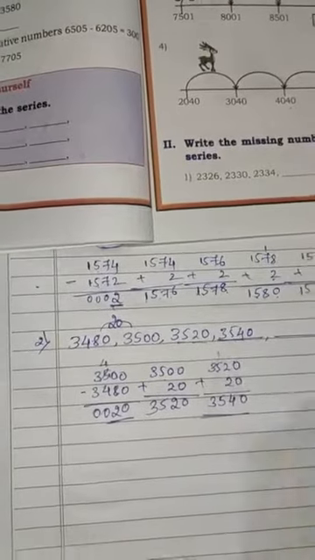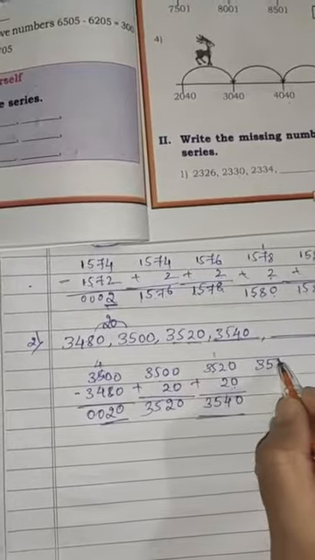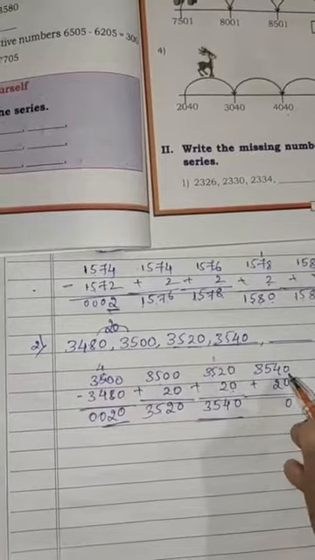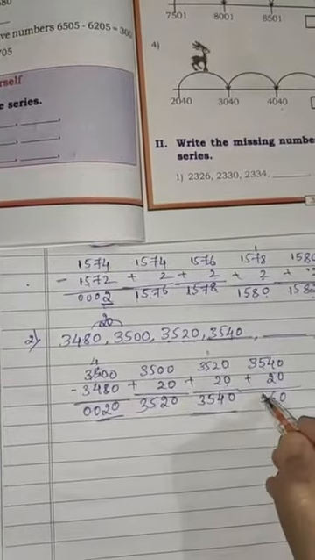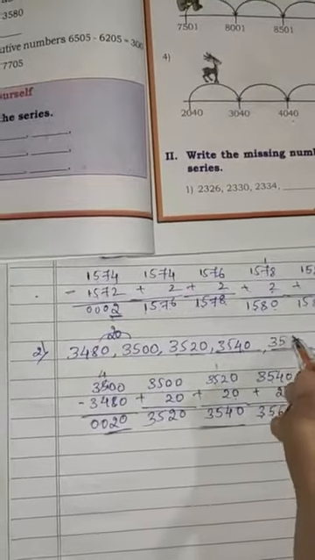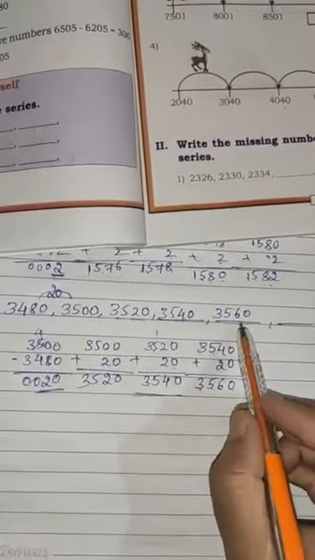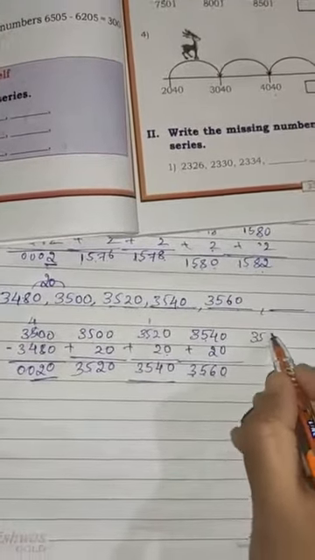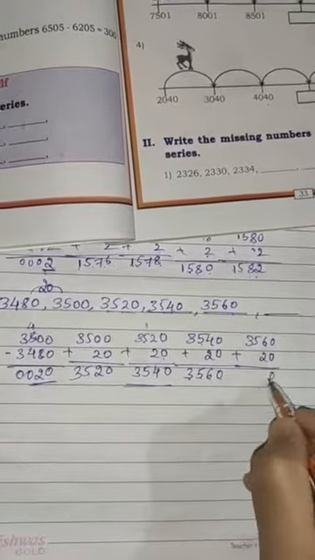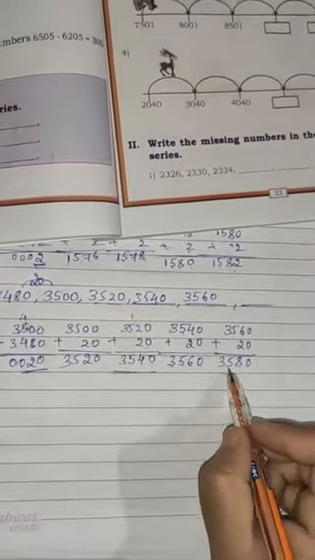Next, again what I have to do? Yes, we have to add 20 to this number. So let us add here 3540 plus 20. Right? So 0 plus 0 is 0. 4 plus 2 is 6. 5 is same. So 3. So 3560 is the answer. 3560. Again what we have to do? Yes, we have to add 20 to this number. So 3560 plus 20. So 0 plus 0, 0. 6 plus 2 is 8. 5 same, the 3 will come down, right? So 3580.